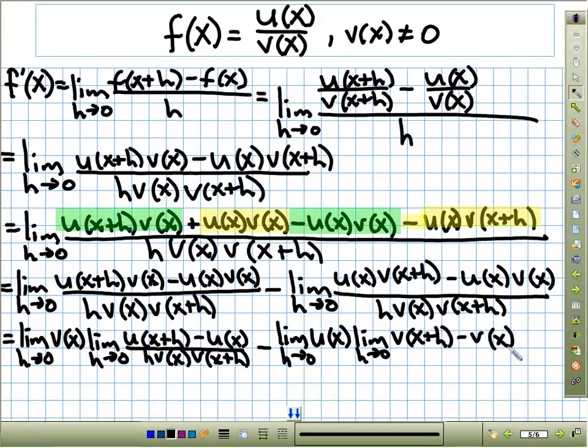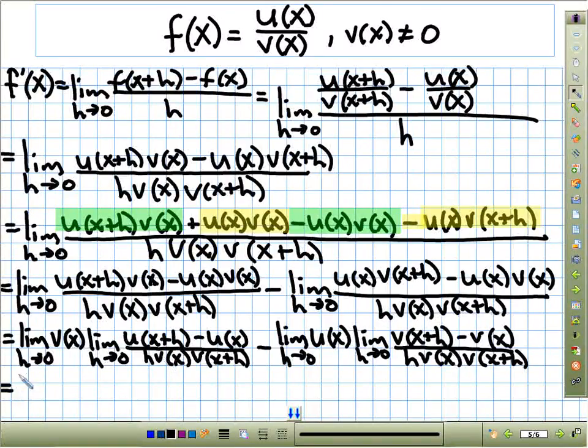And notice what we get. We get something that's starting to look a little bit familiar. Okay. Notice we've got v of x plus h minus v of x over h, but not just h, it's h times v of x plus h. Now I want to do this. I'm going to factor out from each of these denominators the v of x times the v of x plus h. I'm just going to factor that out. And notice, here's what I get.